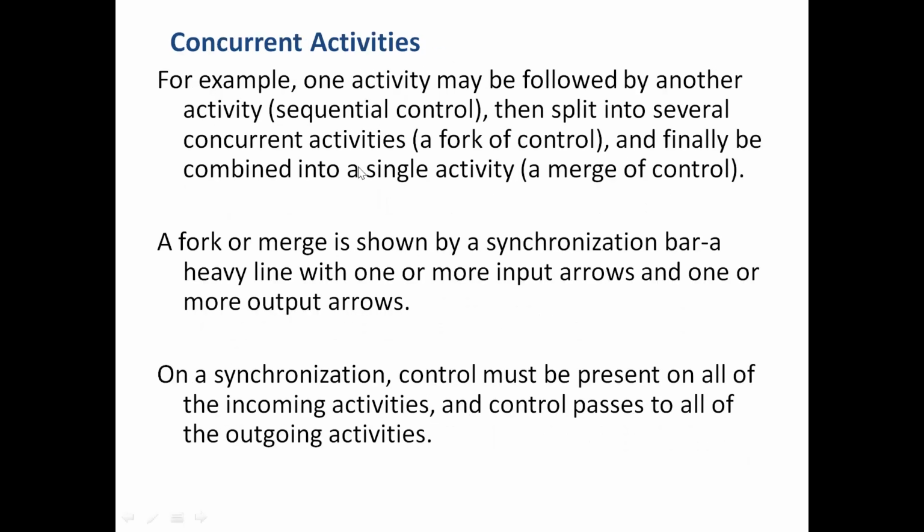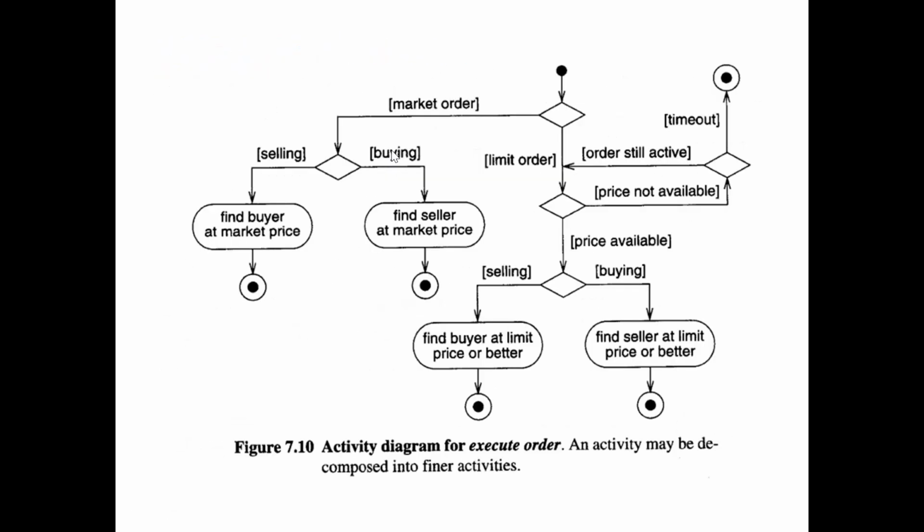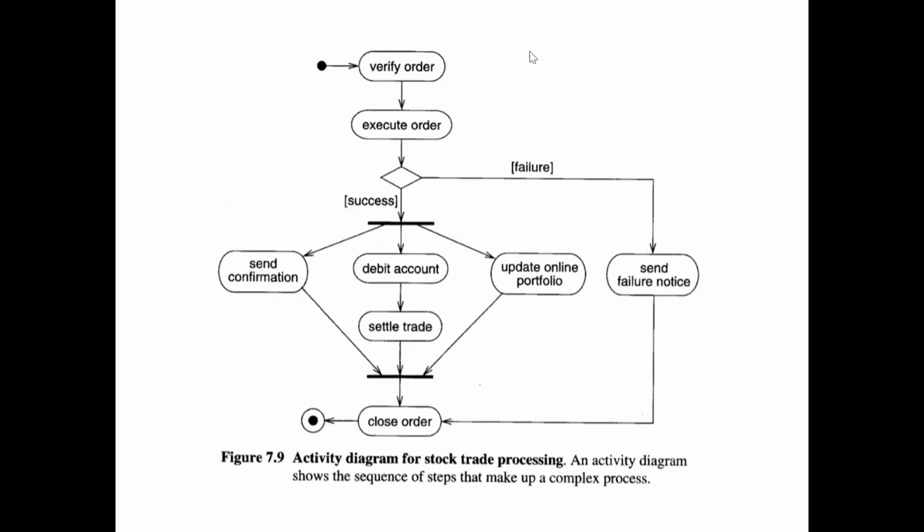Concurrent activities, I told you, this is where you use the split control and the merge control, or you even call it fork control. In the diagram, this is what I had shown you. This is where you fork a control, right? And here you merge the control.